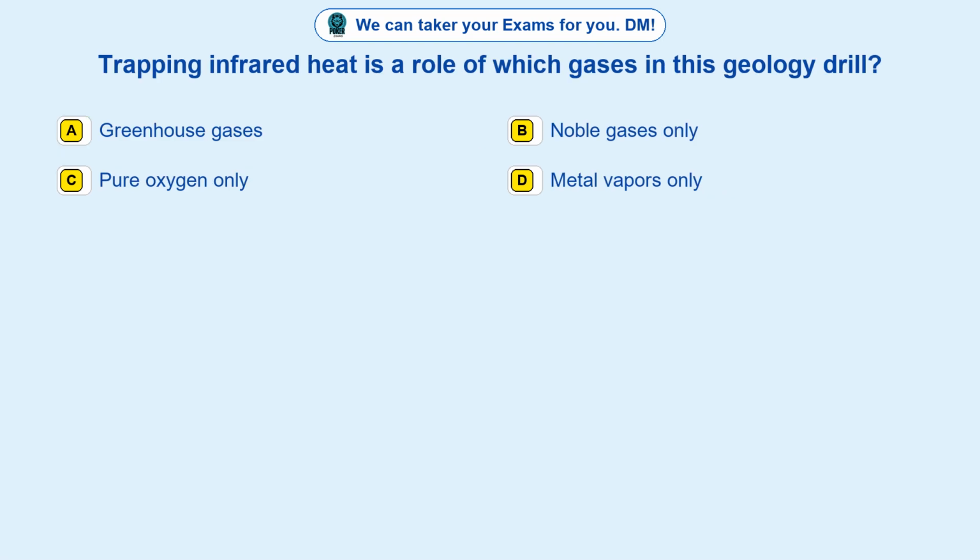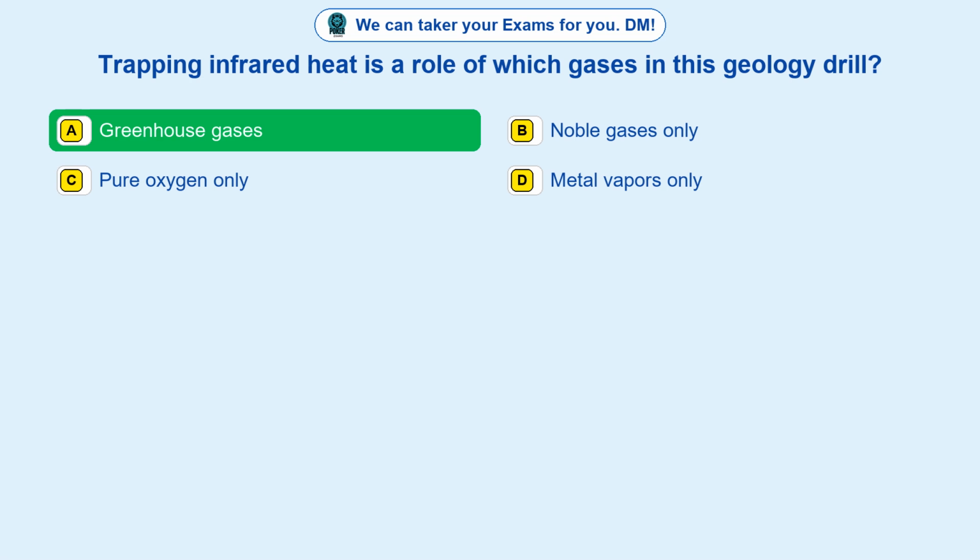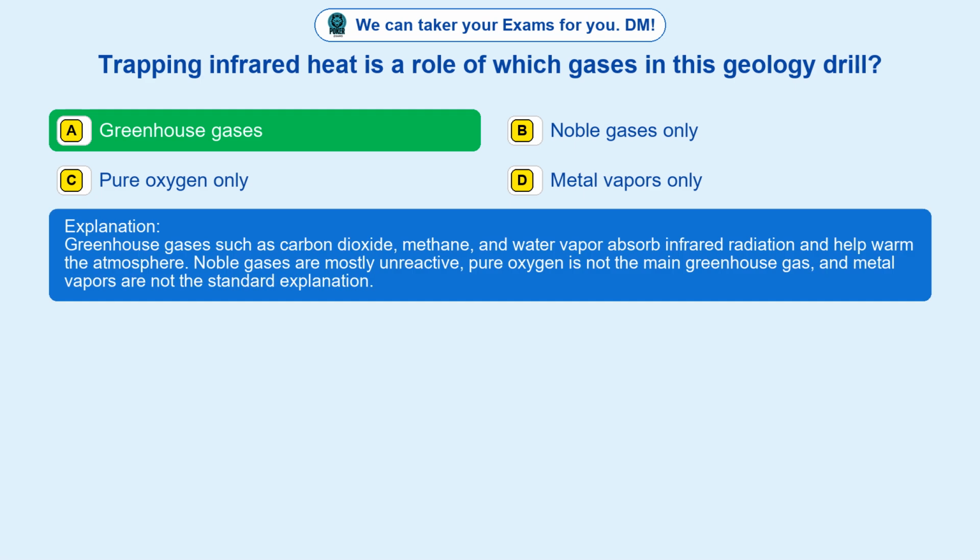Question 88. Trapping infrared heat is a role of which gases in this geology drill? Option A, greenhouse gases. Option B, noble gases only. Option C, pure oxygen only. Option D, metal vapors only. The correct answer is option A. Greenhouse gases. Greenhouse gases such as carbon dioxide, methane, and water vapor absorb infrared radiation and help warm the atmosphere. Noble gases are mostly unreactive, pure oxygen is not the main greenhouse gas, and metal vapors are not the standard explanation.